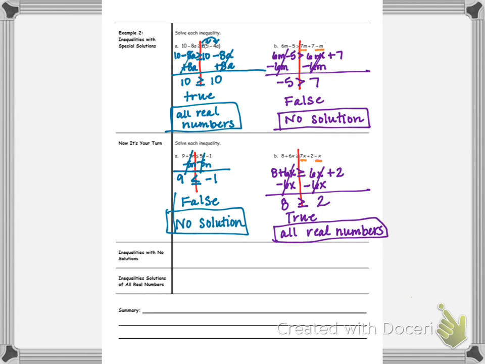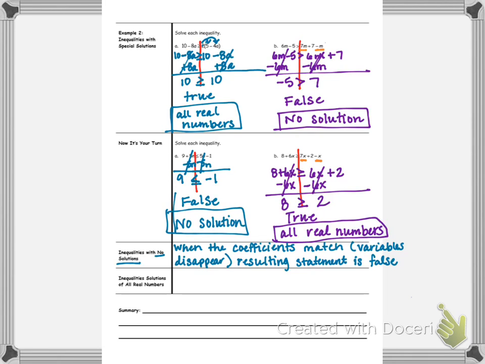All right, so let's try to put these into some type of words so we can understand what these rules are. So when you are getting no solutions, we can say when the coefficients match, which makes the variables disappear because they cancel out. So the variables disappear. The resulting statement is false. So you get no solution. Basically, when you get a false statement about your inequality, that is no solution.